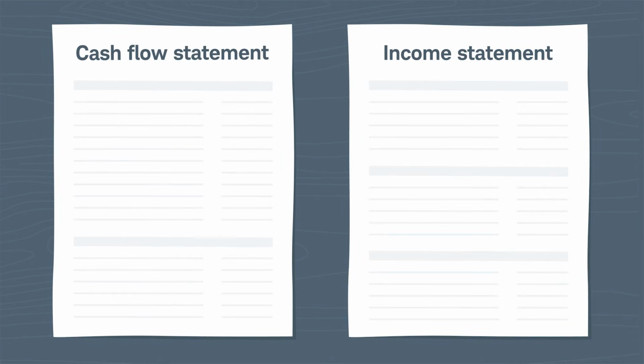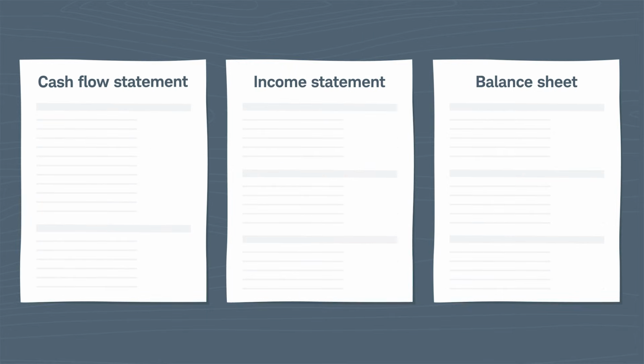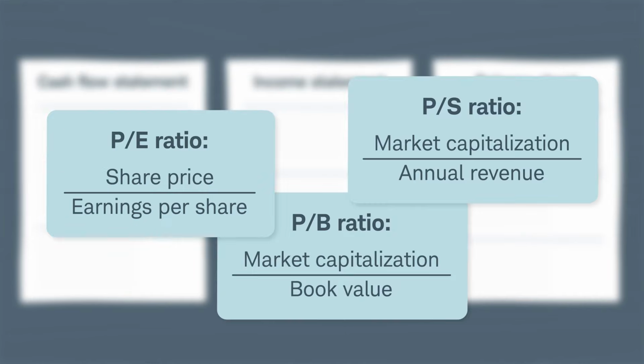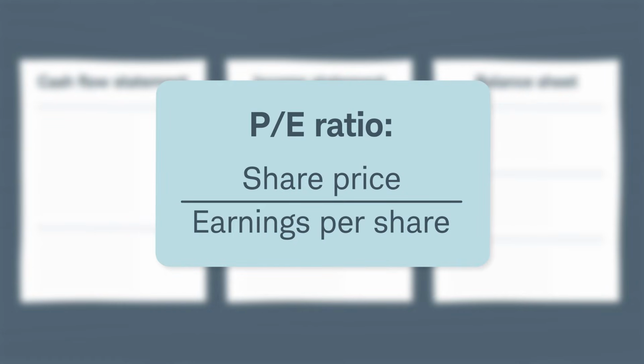As you can see, there is a lot of information in the three financial statements. With all these facts and figures, analysis can be a little tricky. This is why some investors may use ratios. There are several ratios that can help an investor compare stocks, but we'll focus on one of the most common, the price to earnings, or PE ratio.